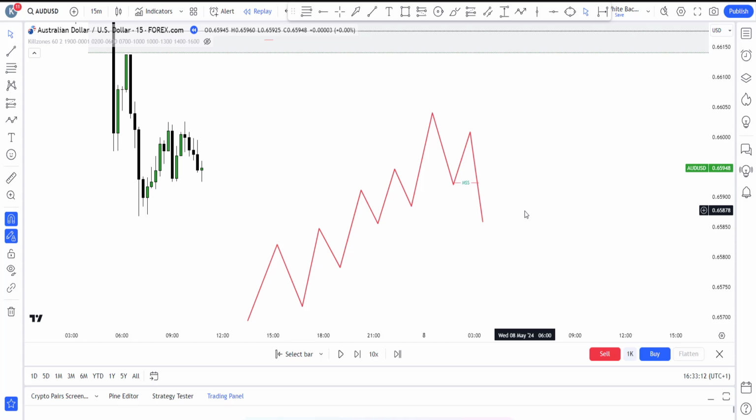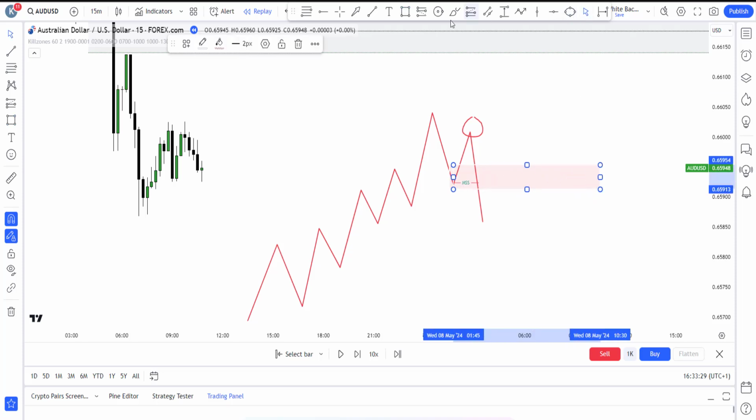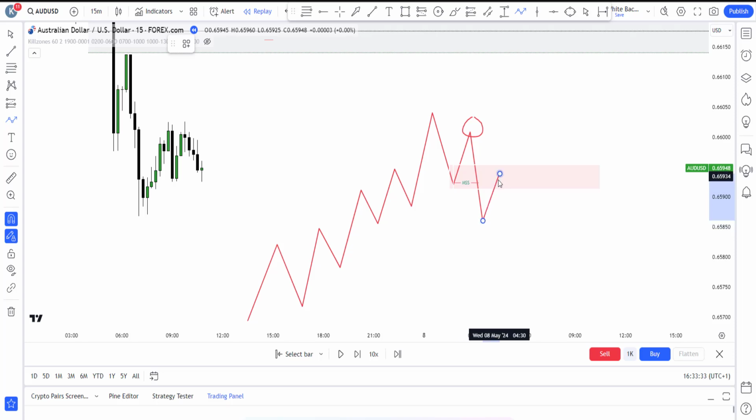Where is the mitigation block? The mitigation block is basically the last bearish candle, or the last sell candle, that price printed right here before doing the second push that created the failure swing. So if I put my demarcation here and say, if price is coming back right here, this is going to serve as a resistance area, or what we call a bearish mitigation block.